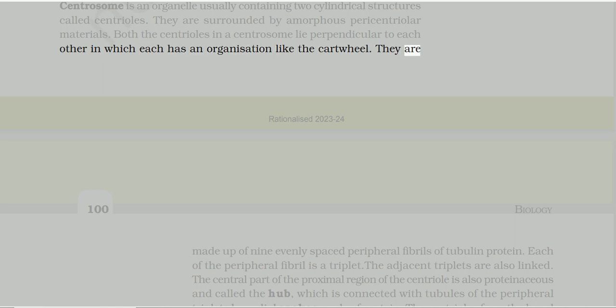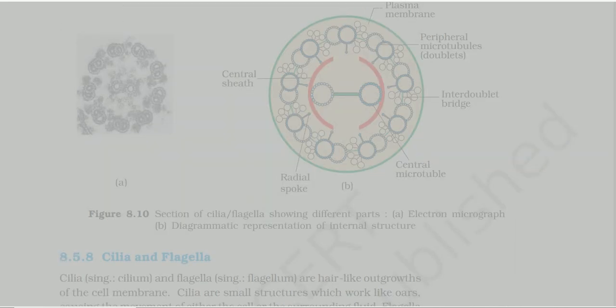The labelled parts are: plasma membrane, peripheral microtubules, doublets, interdoublet bridge, central microtubule, radial spoke, central sheath. Figure 8.10 Section of cilia or flagella showing different parts. A. Electron micrograph. B. Diagrammatic representation of internal structure.